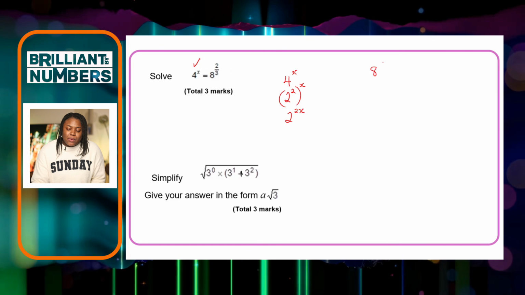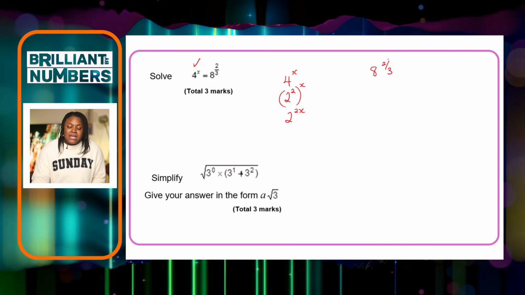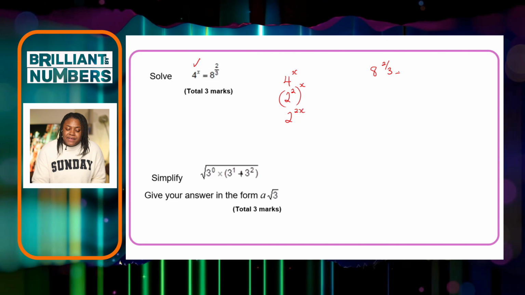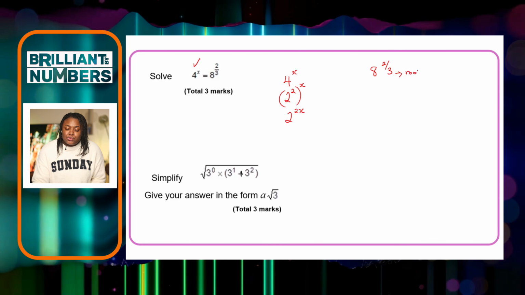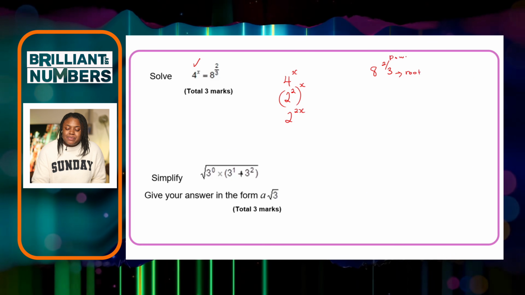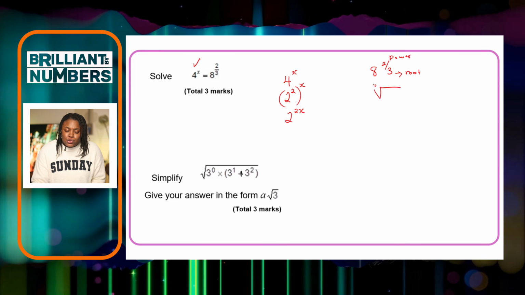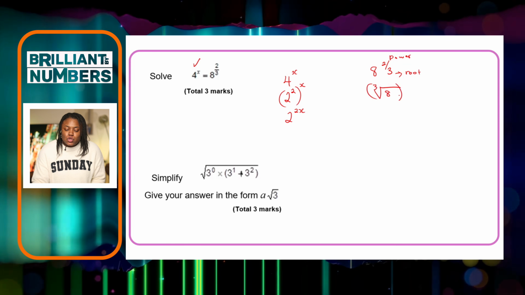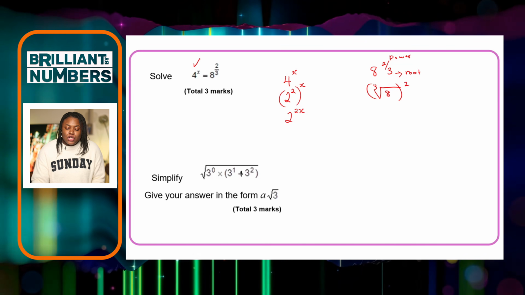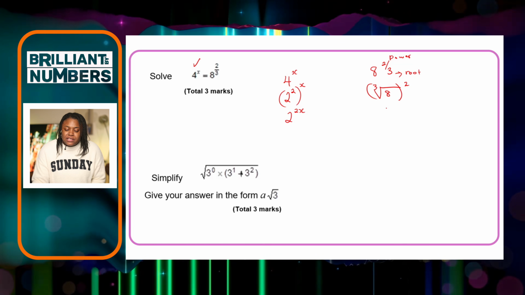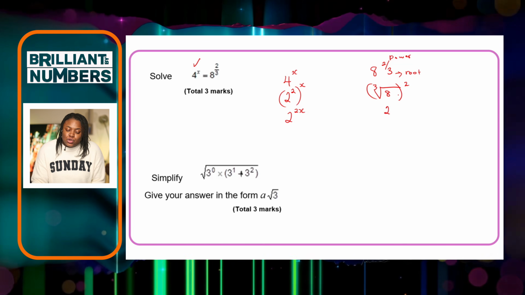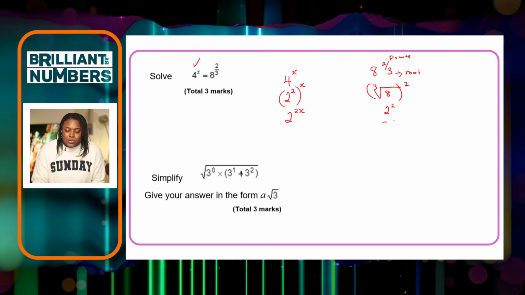So 8 to the power of 2/3. Remember, this means that we are finding the cube root. So that's the root, and this is the power. We've experienced this in the question before. So we're doing the cube root of 8, and we should square the answer. So the cube root of 8 is 2, and 2 squared now is equal to 4.